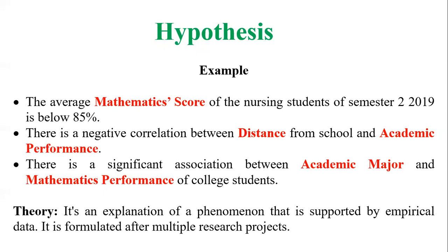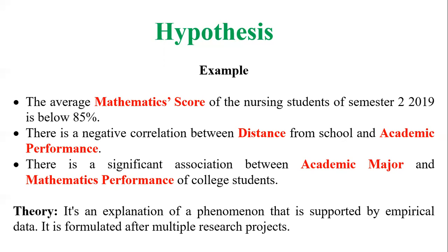Without any data, you made that unsubstantiated conclusion, and it's called a hypothesis. Hypothesis number 3 is based on research question number 3. You think there is a significant association between academic major and mathematics performance of college students. So you have to use the word "think" because data was not collected.